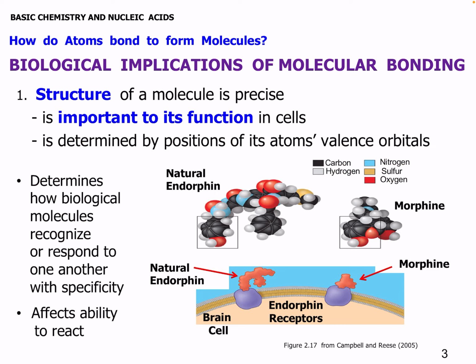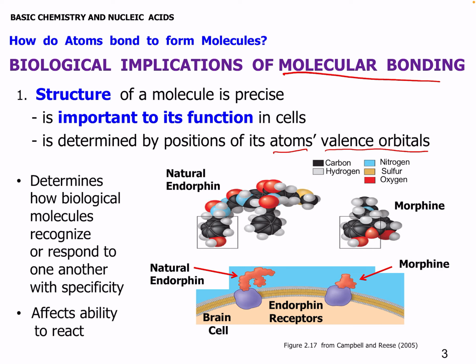So the biological implications of molecular bonding. Structure: the structure of a molecule is precise. It is important to its function in cells. Usually in most cases in physiology and anatomy, structure dictates the function. It's determined by positions of its atoms, valence orbitals. This determines how biological molecules recognize or respond to one another with specificity. This affects its ability to react.